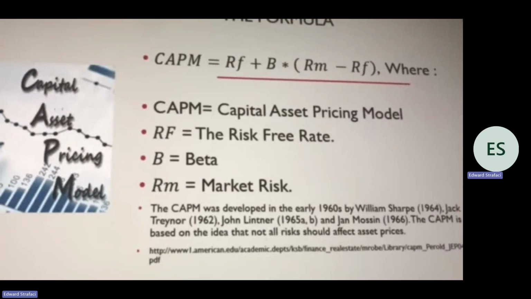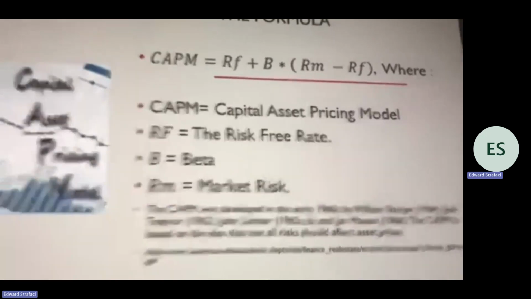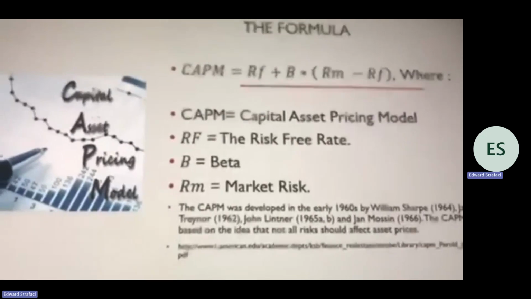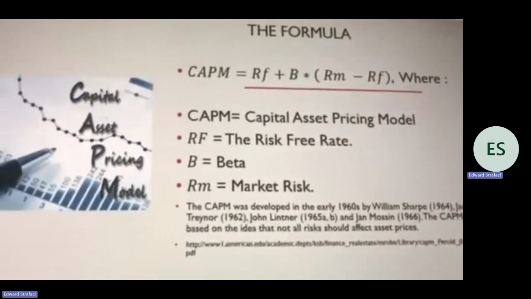Where CAPM is the capital asset pricing model, the price for a particular stock, RF is the risk-free rate, B is the beta, and RM is the market risk. The capital asset pricing model was developed in the early 1960s by William Sharpe, who was famed for the Sharpe ratio. We'll talk about that in future videos. Along with Jack Treynor, John Lintner, and Jan Mossin. It's based on the idea that not all risks should affect asset prices. Underneath you see a citation if you want to look at their original paper, which is interesting. If you're an academic, I would certainly pay attention to it. So that's the formula for the CAPM. I'm sorry for moving this around.